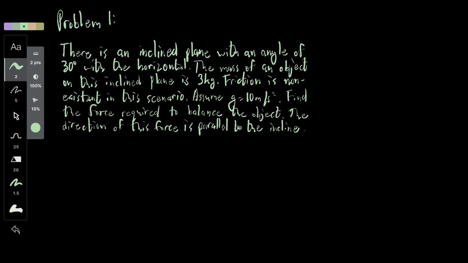Over here, we have our first problem. Now, if we just look at it head on, this is a lot of words and it might seem incredibly confusing. But let's break this down step by step. So first of all, there's an inclined plane with an angle of 30 degrees with the horizontal. The mass of an object on this inclined plane is 3 kilograms. Friction is non-existent in the scenario, and assume g is equal to 10 meters per second squared. This will be constant for all of our problems, so I will not be writing those two sentences for the next 3 or 4 problems.